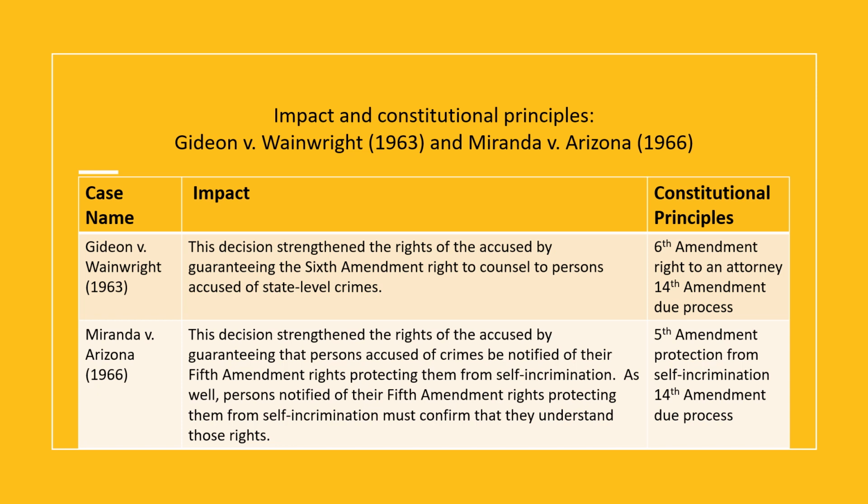Next, we look at Gideon versus Wainwright. Gideon versus Wainwright focused on the constitutional principles of the Sixth Amendment, which focused on the federal protection of providing assistance of counsel for those who could not afford it. That the Sixth Amendment guarantees to every person who is being prosecuted the assistance of counsel. And in Gideon's case, he could not afford assistance of counsel, and he said that he was entitled then for the government to provide him with assistance of counsel.